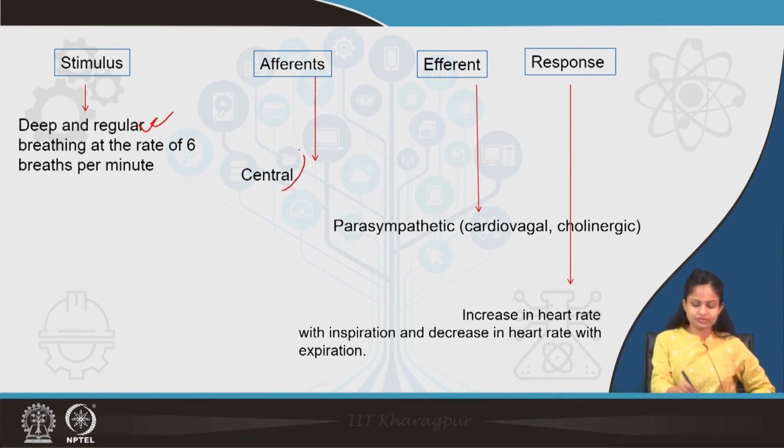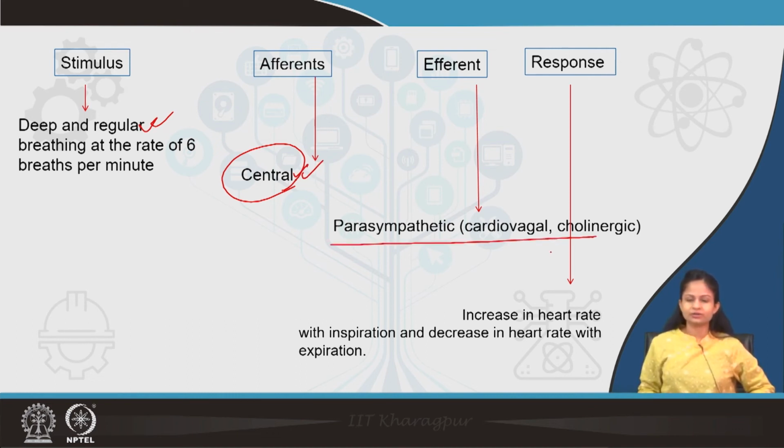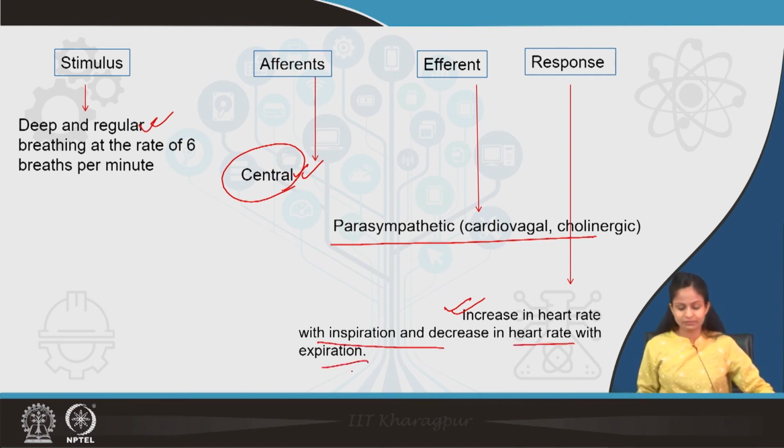The afferent is central, obviously the medulla, and the efferent is also central, that is the brain, the CNS we are talking about. The efferent is the parasympathetic domain, that is the cardiovagal or cholinergic pathways, and the response is the change in heart rate. With inspiration our heart rate increases, and with expiration our heart rate decreases. This is nothing but the physiological sinus arrhythmia.